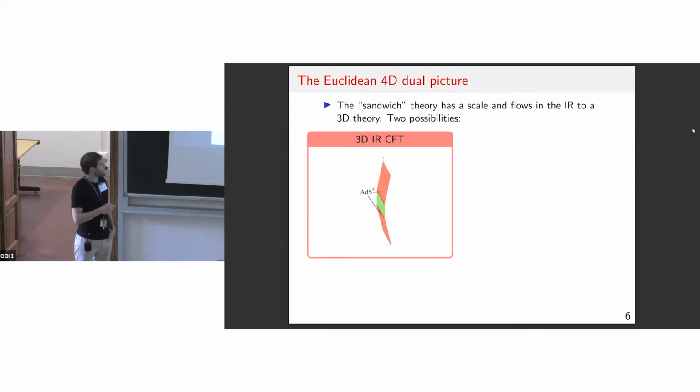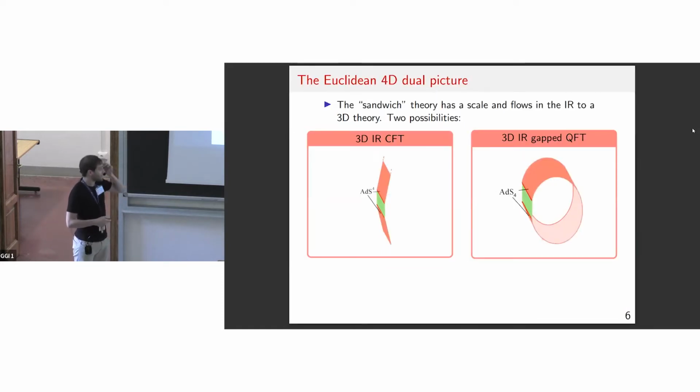Note that the two asymptotic boundaries to which these AdS4 spacetimes asymptote are also coupled by non-gravitational degrees of freedom, which correspond to the auxiliary degrees of freedom that we use to couple the two CFTs. So this is one possibility, and it's not the one we are interested in.